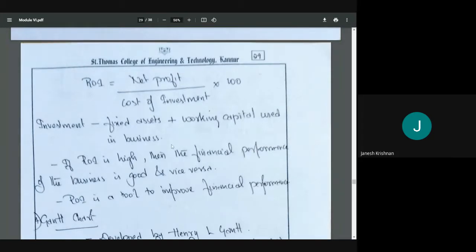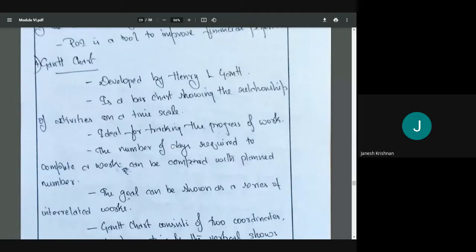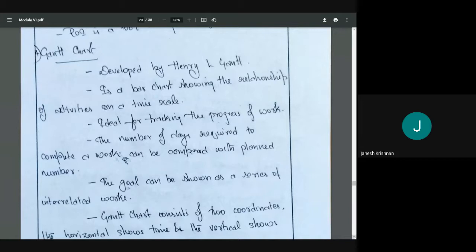The fourth one is the Gantt chart. I believe we have all drawn, at least at school level, bar charts. The Gantt chart is a variation of the bar chart. It was developed by Henry L. Gantt. You will learn this in detail in the next semester, including how to draw a Gantt chart. For the time being, just understand what it is.